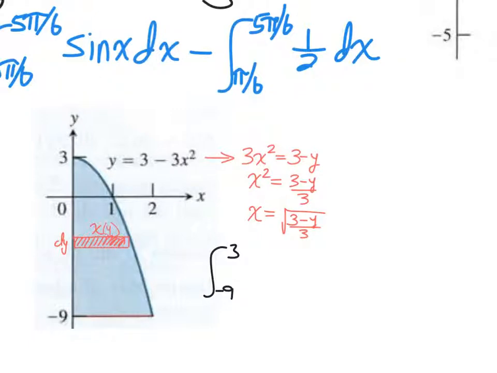So from -9 to 3, my x function, the square root of (3 minus y) over 3 dy. And that would get us our area, if we were so inclined.